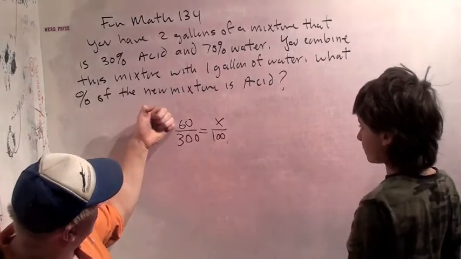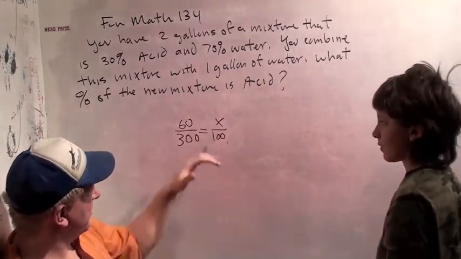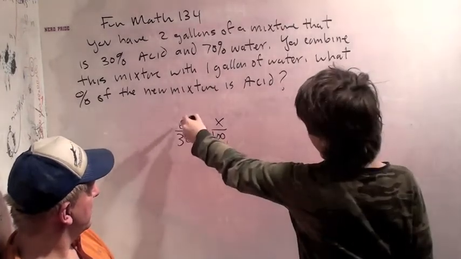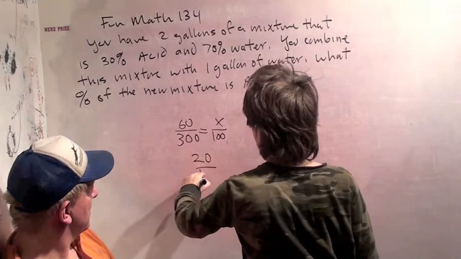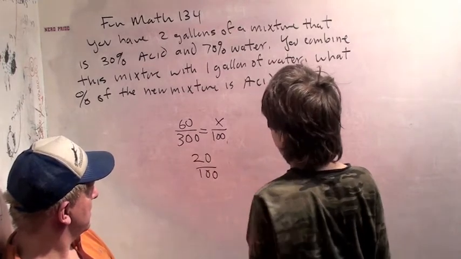Okay, so we've got a total of 60 over 300, and this was supposed to equal x over 100. We can just divide the entire thing by 3. It's 20 over 100, or 20%.